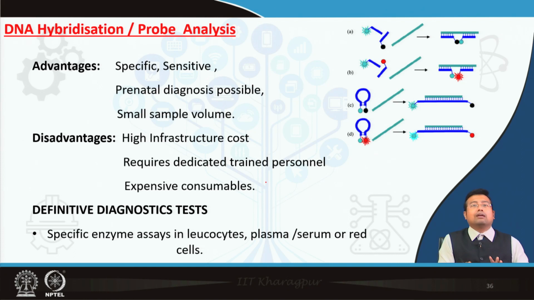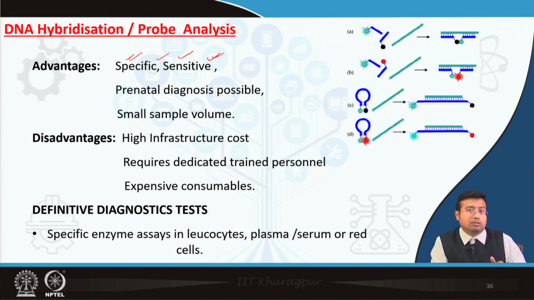That is a definitive test, and the advantage is that it is very sensitive and specific. Only the person who has the disease will give a positive test. If the test is negative, it means we do not have the disease, and if the test is positive, we have the disease. So the test is highly sensitive and specific.